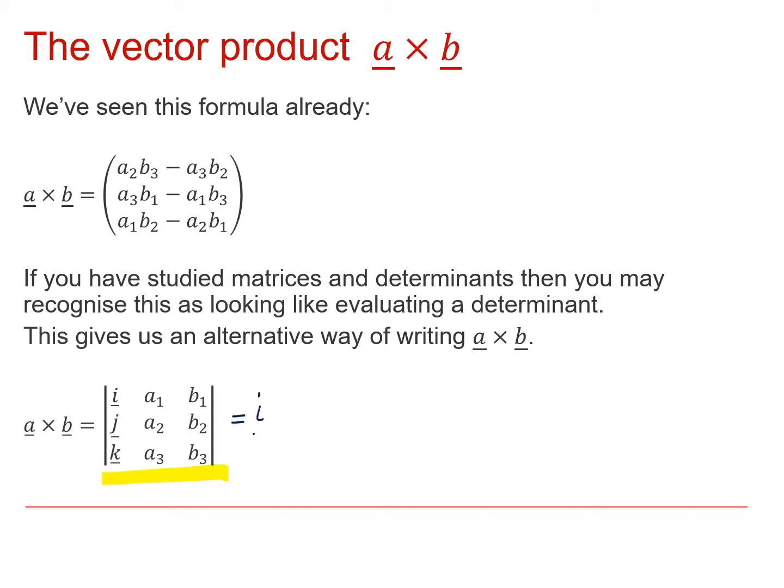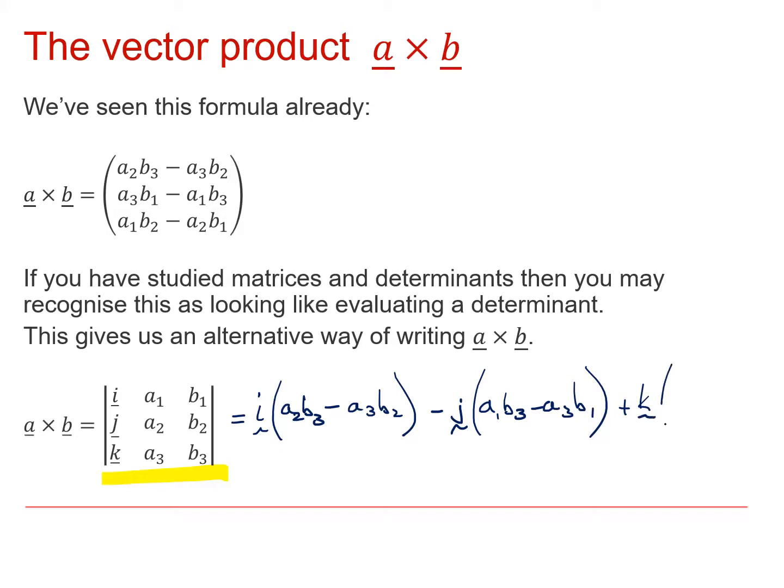If I think about the i bit, I'll get i times A2B3 minus A3B2, and then I'll get minus j times A1B3 minus A3B1, and finally plus k times A1B2 minus A2B1.